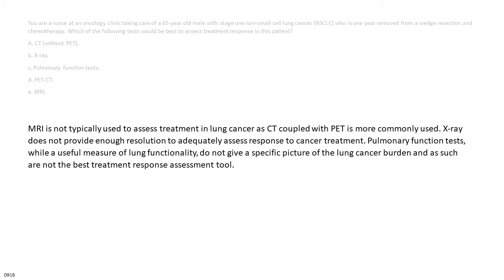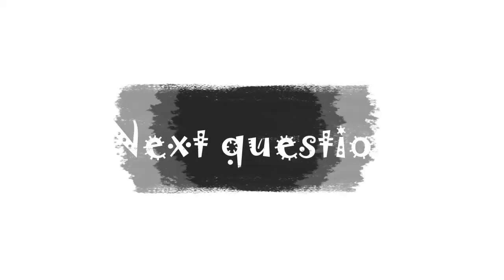MRI is not typically used to assess treatment in lung cancer, as CT coupled with PET is more commonly used. X-ray does not provide enough resolution to adequately assess response to cancer treatment. Pulmonary function tests, while a useful measure of lung functionality, do not give a specific picture of the lung cancer burden and as such are not the best treatment response assessment tool.